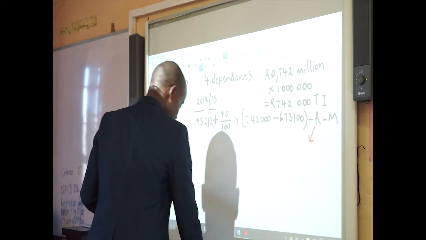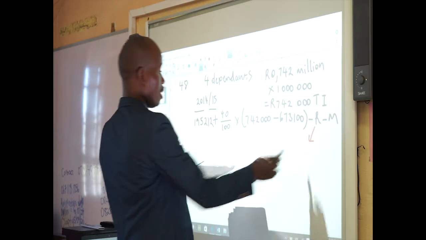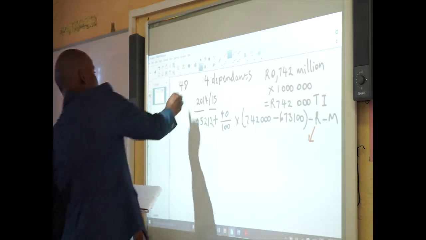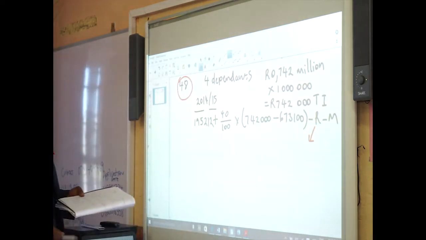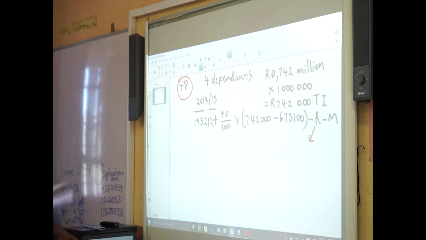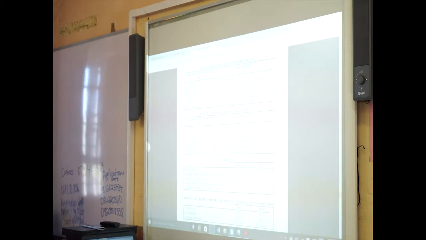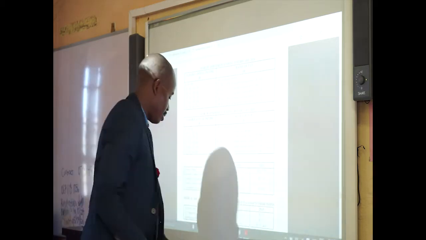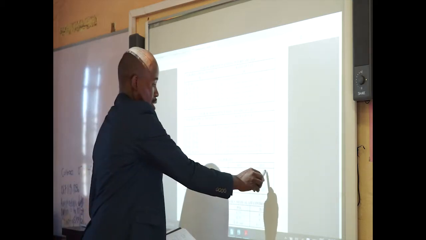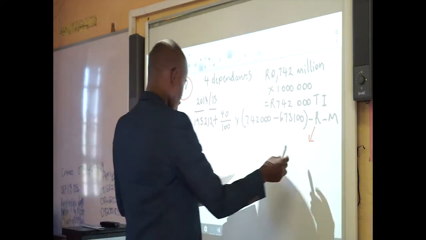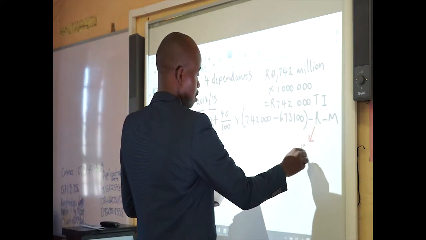The rebates: how much rebate will the taxpayer get based on the age? The taxpayer is 48 years. Right? How much rebate will the taxpayer get? There is our rebate. Very good, because we are looking at 2015. 12,726. Thank you. 12,726. Yes.